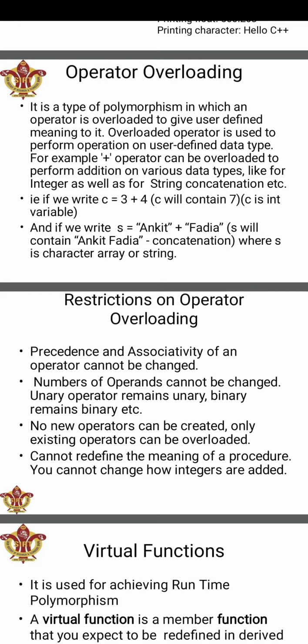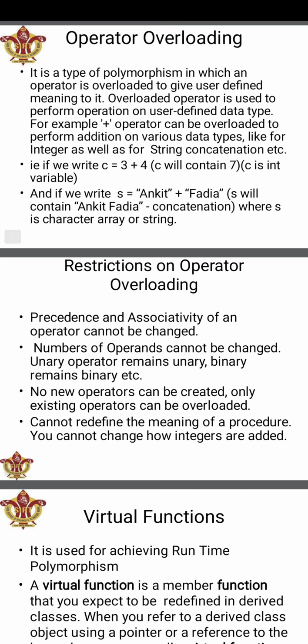Now, restrictions on operator overloading: precedence and associativity of an operator cannot be changed. Next, the number of operands cannot be changed, that is, a unary operator remains unary, like plus plus I. So plus plus I will contain only one argument, so we cannot pass two arguments in it. Binary remains binary, it means a binary operator, like the plus operator we have discussed, will require two operands, so we cannot change it by passing three arguments or only a single argument. It is not possible. So the number of operands cannot be changed.